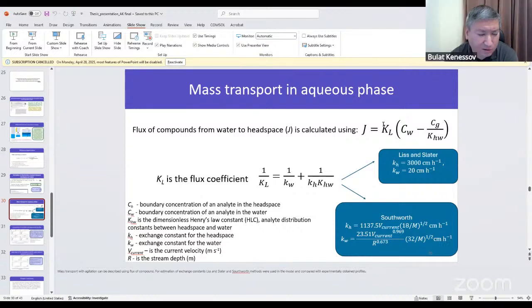Okay, and another question: what's the difference between PDMS and carboxyl PDMS fiber? Internal structure of these fibers. It's a port, like absorption for PDMS on the fiber coating. For Car PDMS, inside the coating.